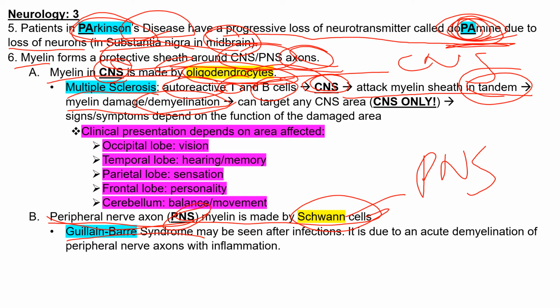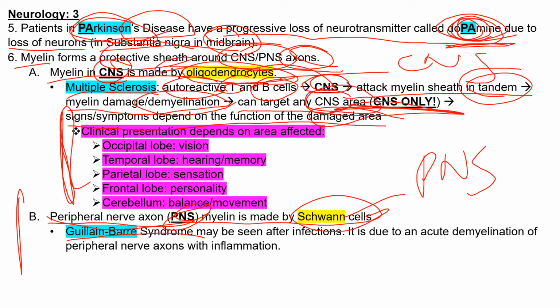And so this can target any CNS area. But didn't I just say CNS? So we're talking about CNS, multiple sclerosis, CNS only. Signs and symptoms obviously depend on the damaged area, just as in stroke. And you can review this video and memorize all of these because they're going to serve you for a long time, even for your NCLEX.